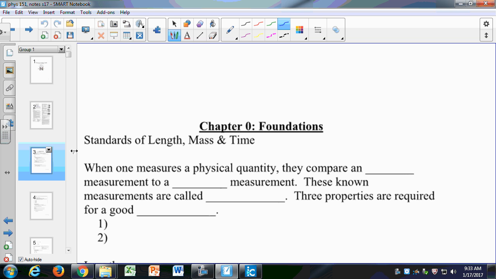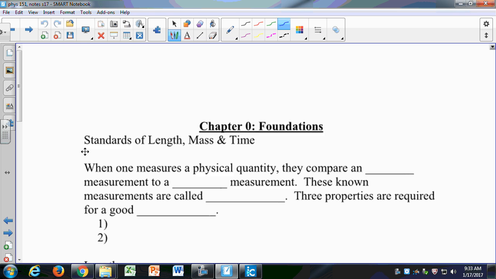they compare an unknown measurement to a known measurement. That's every time we make a measurement. That's all that you're doing. You're comparing something that's unknown, the thing that you want to measure, to something that's known. And these known measurements are called standards.